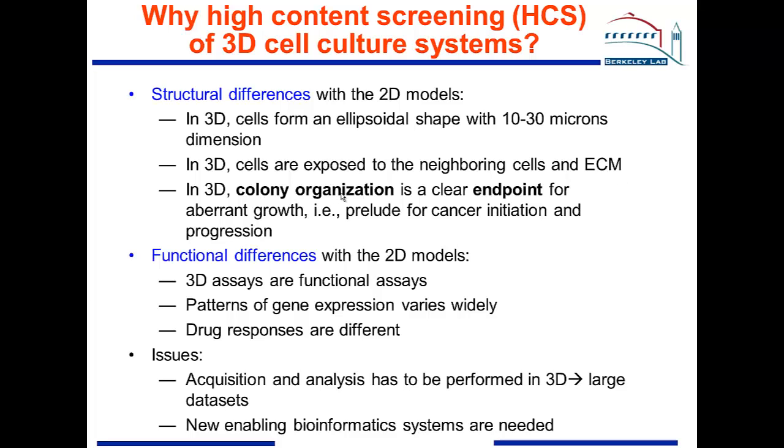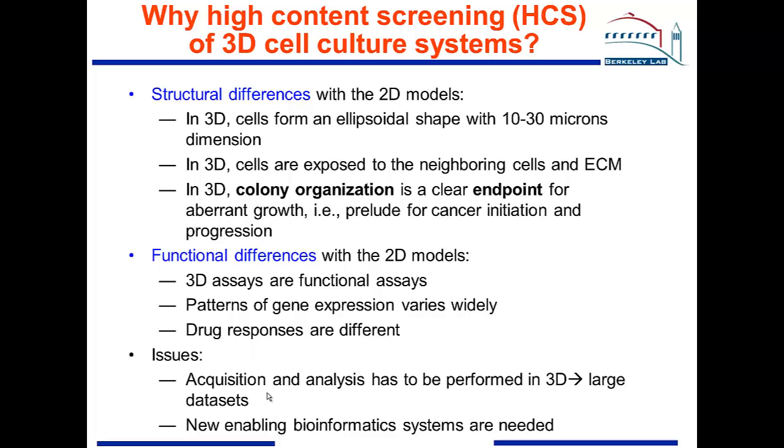In 3D, colony organization, which is a placement of each cell within a three-dimensional colony, is a clear endpoint for aberrant growth, which may be a prelude for cancer initiation and progression. There are also functional differences. Human mammary epithelial cells cultured in 3D have the capacity to generate milk in culture upon administration of hormones. In 2D, they are not functional. Patterns of gene expression are different, and so are the drug responses.